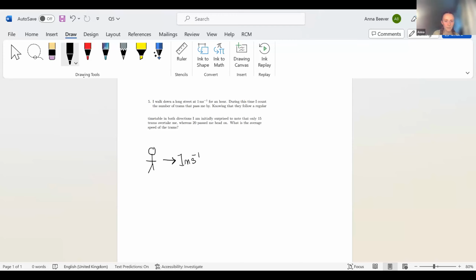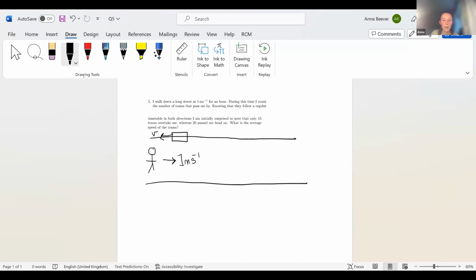And so if we have, these are head-on, this is the line of head-on trams, and this is the line of overtaking trams. Then if you imagine that this rectangle is a tram, they're traveling at speed v, and if they follow a regular timetable, we'll use that to assume they have a constant speed. So we won't worry about them stopping at stops or anything like that.